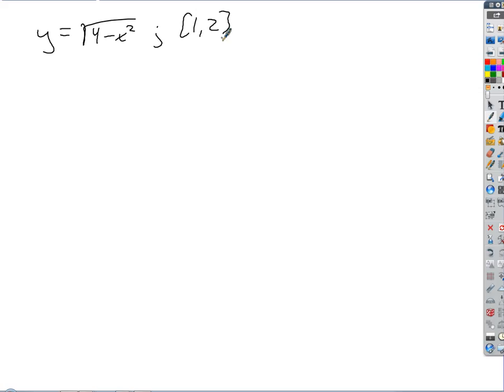So n equals 5. All right, so this isn't a big deal. But one thing we need to know on this one is, is the graph increasing or decreasing on that interval? It's decreasing, isn't it? Right, it's decreasing.